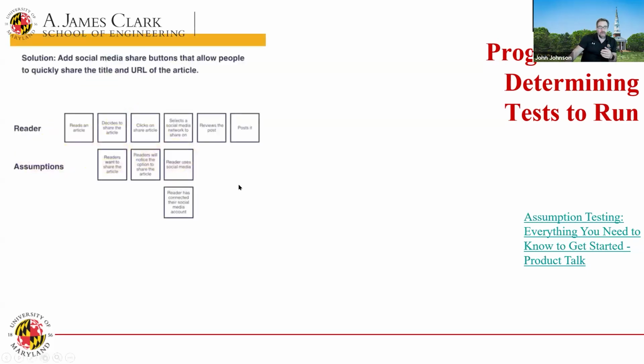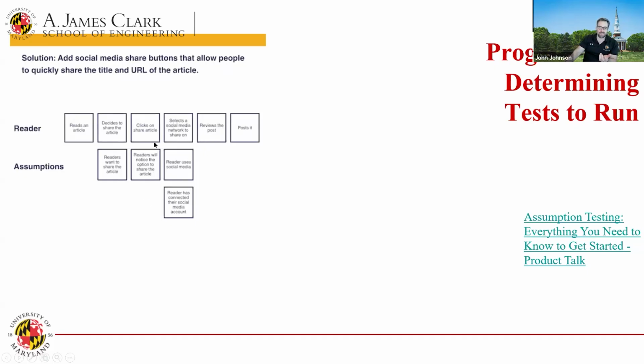And so what they're going to do is map out this idea in terms of what one of the solutions would entail. In this case, add a social media button, and they're going to talk about the steps that the user is going to take, and then look at the underlying assumptions of those steps, which are things like: decides to share the article, and the assumption is readers want to share the article. Clicks on share, and readers will notice that there's an option to share the article. Select social media network to share on. Reader uses social media. Reader has connected a social media account.